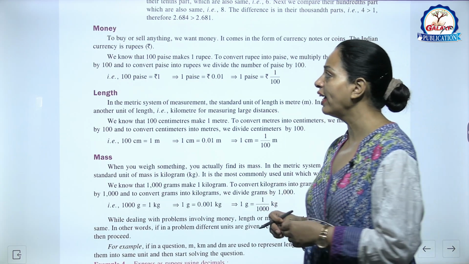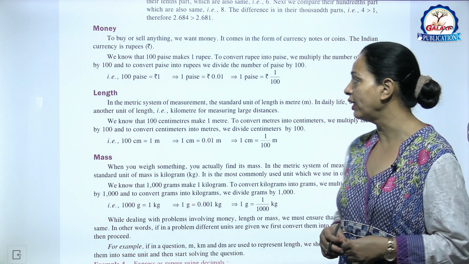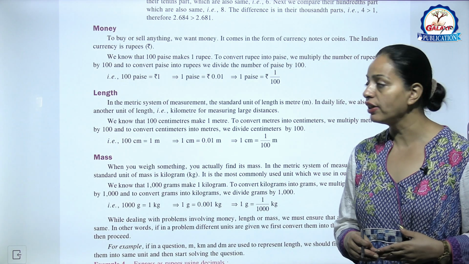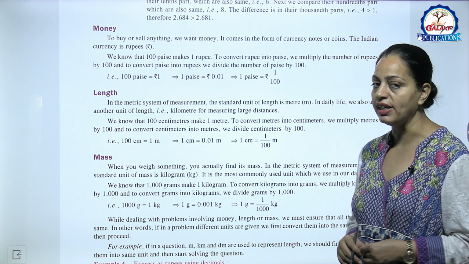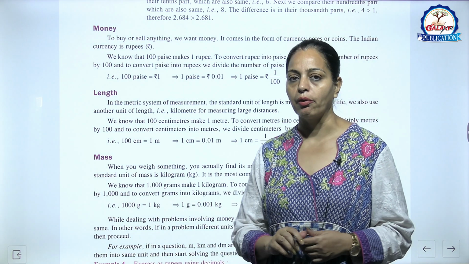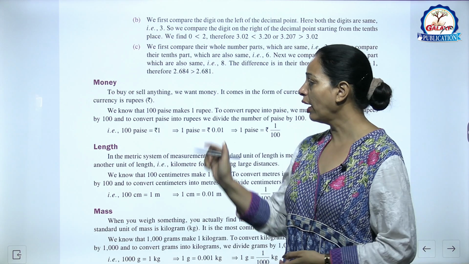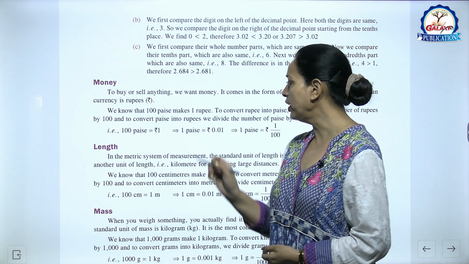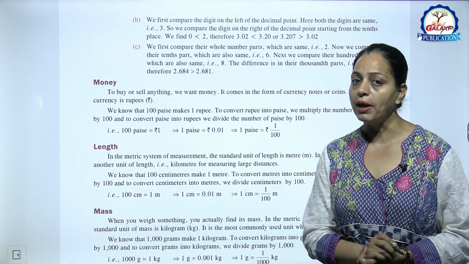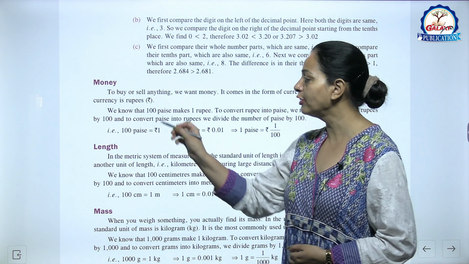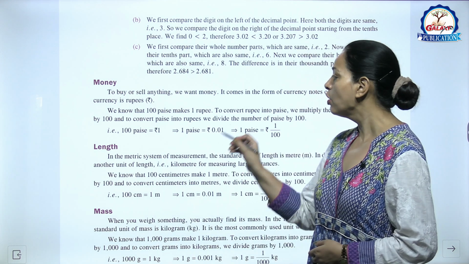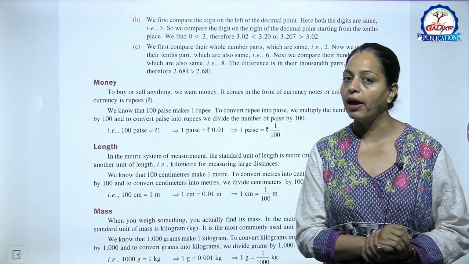Now money. To buy or sell anything, we want money. It comes in the form of currency, notes or coins. The Indian currency is rupees. This is the symbol, right? We know that 100 paise makes 1 rupee. To convert rupee into paise, we multiply the number of rupees by 100, and to convert paise into rupees, we divide the number of paise by 100.